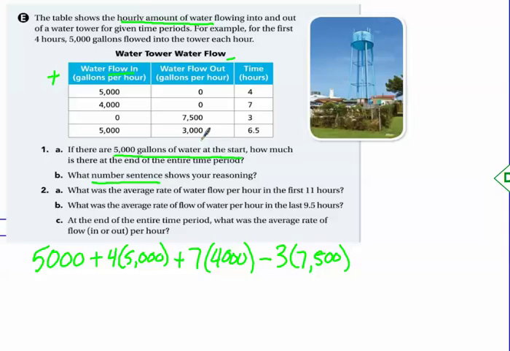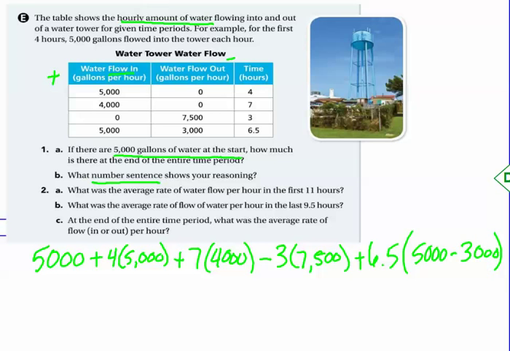All right, so what we can do is we have two options for a number sentence. Option A is that we can put it into factored form. The amount flowing in minus the amount flowing out.